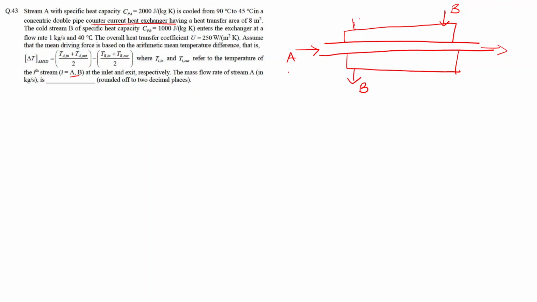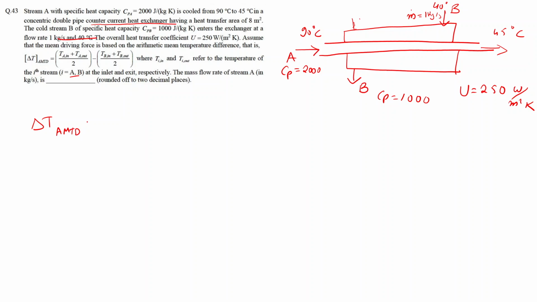Then we have been given Cp of A as 2000, and it is cooled from 90 degrees Celsius to 45 degrees Celsius. Whereas for the cold stream, CPB we have been given as 1000 joule per kg Kelvin, and it enters at 40 degrees Celsius, and mass flow rate we have been given as 1 kg per second. The overall heat transfer coefficient U is 250 watt per meter square Kelvin, and we have been given delta T AMTD, the arithmetic mean temperature difference, and the mass flow rate of A is what we have to find.